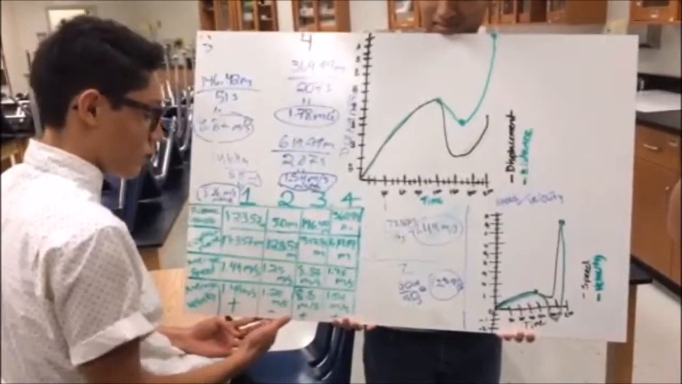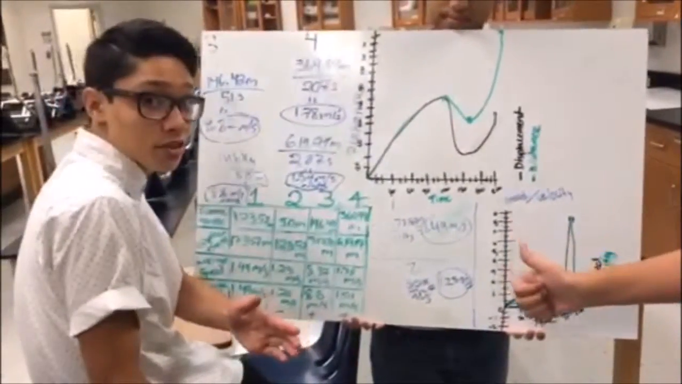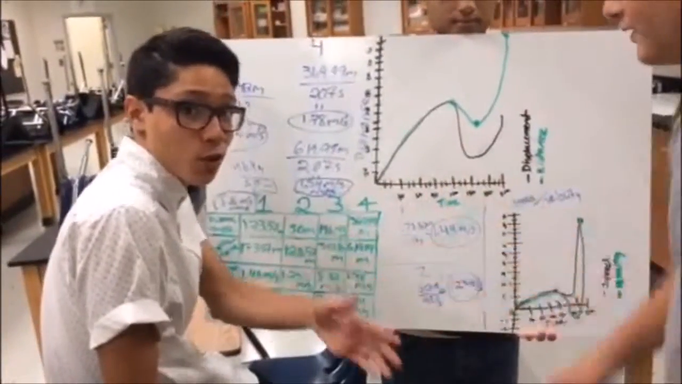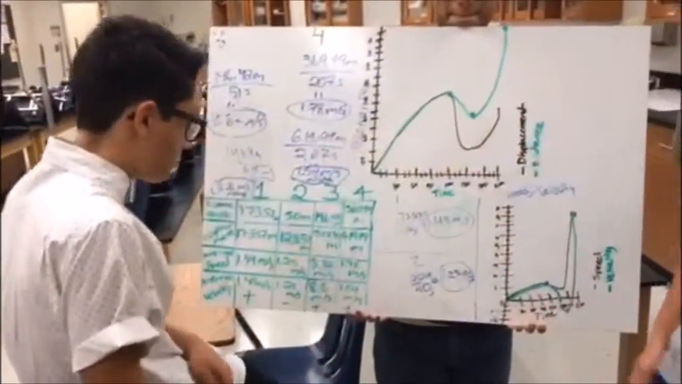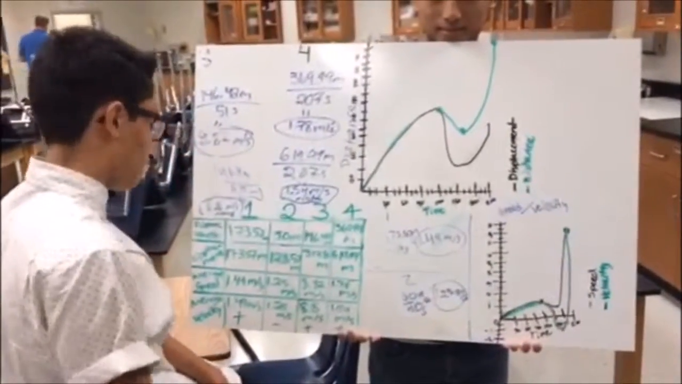With the second trip, the average velocity is 1.25 meters per second, but it's negative because it moved back to the origin. It's like positive and then back and forth. The average speed is 1.25 meters per second.